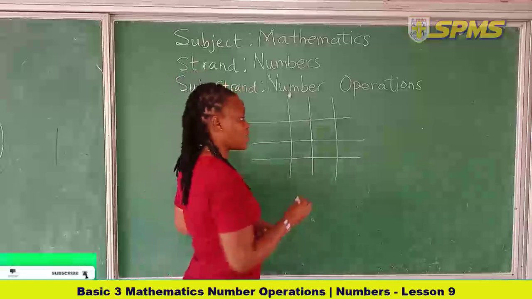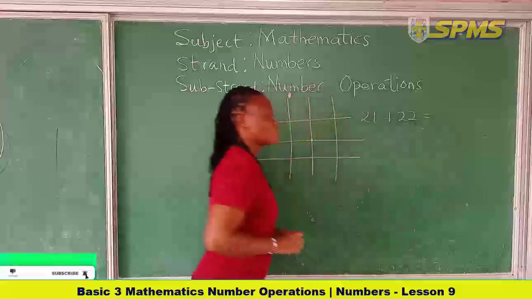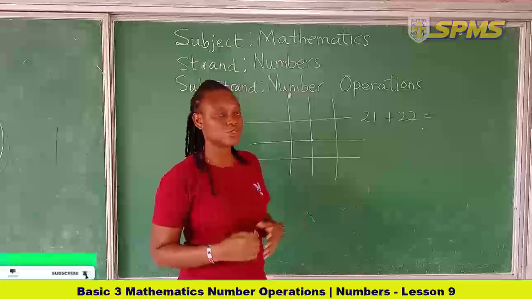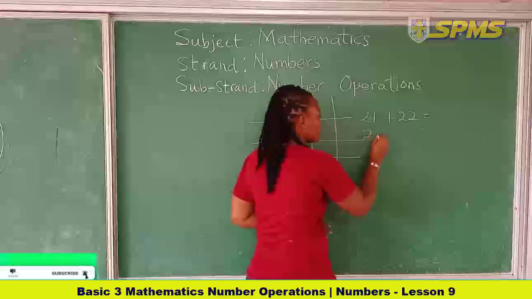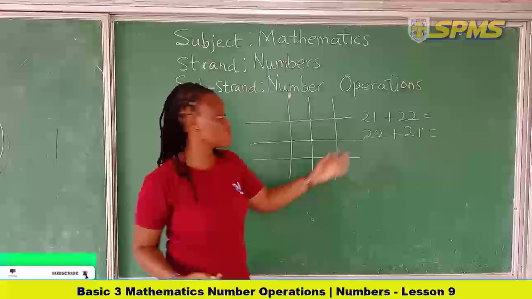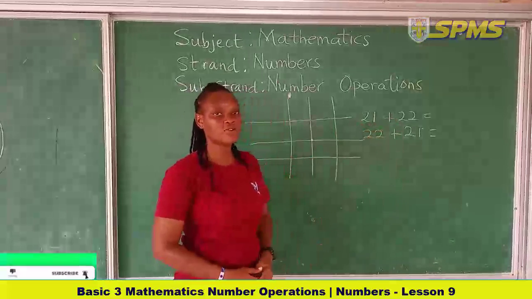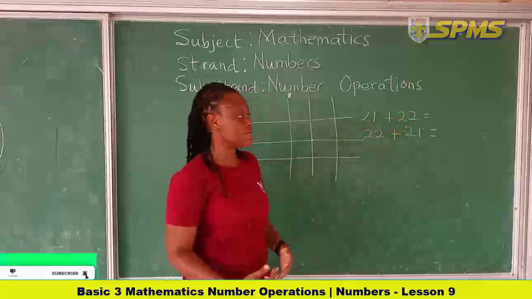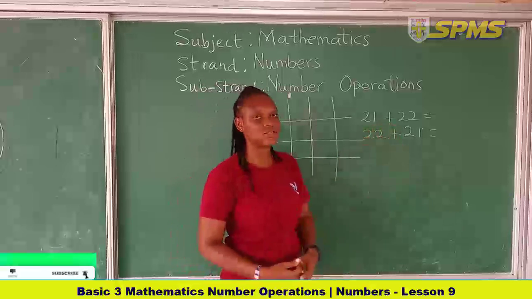So for instance, we have 21 plus 22. When we change the positions of these numbers, they should still give us the same answer. So the first one is 21 plus 22. And then when we are using the property of commutativity, we change the positions of the numbers. So I have 22 plus 21.